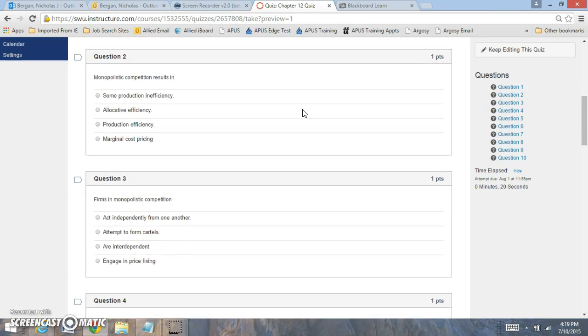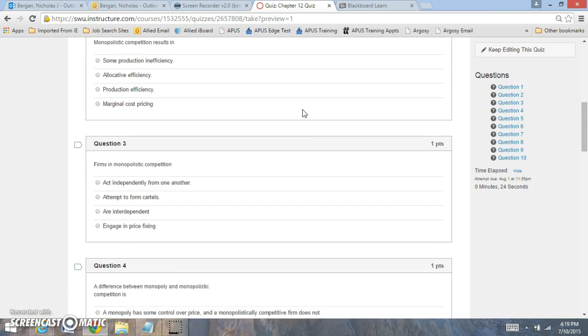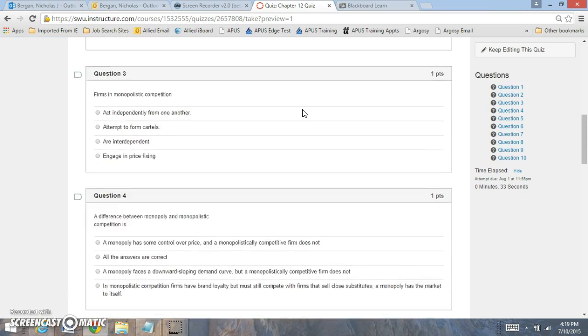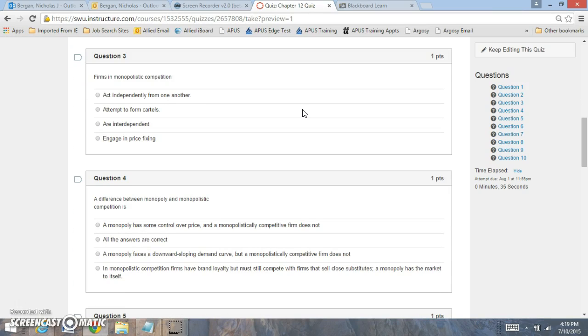Monopolistically competitive competition results in what type of efficiency? The most efficient market structure is perfect competition, and then every other market structure will have some type of inefficiency. Firms and monopolistically competitive firms. This is looking at a question based off of oligopolies.